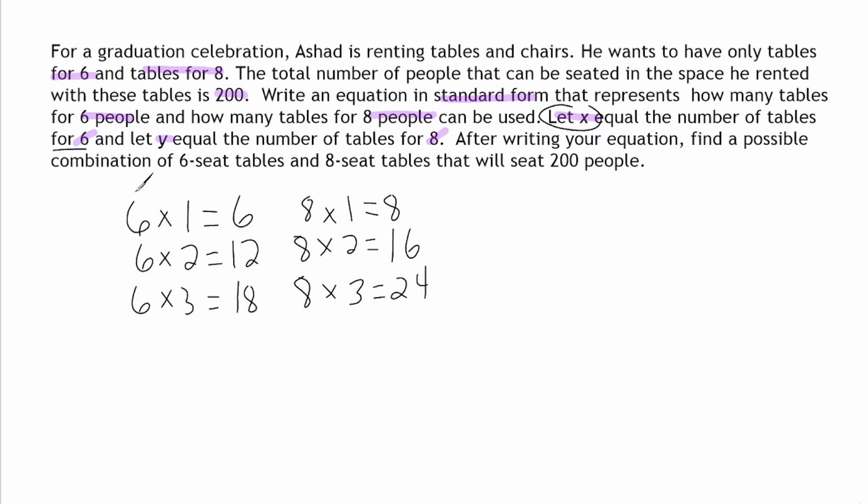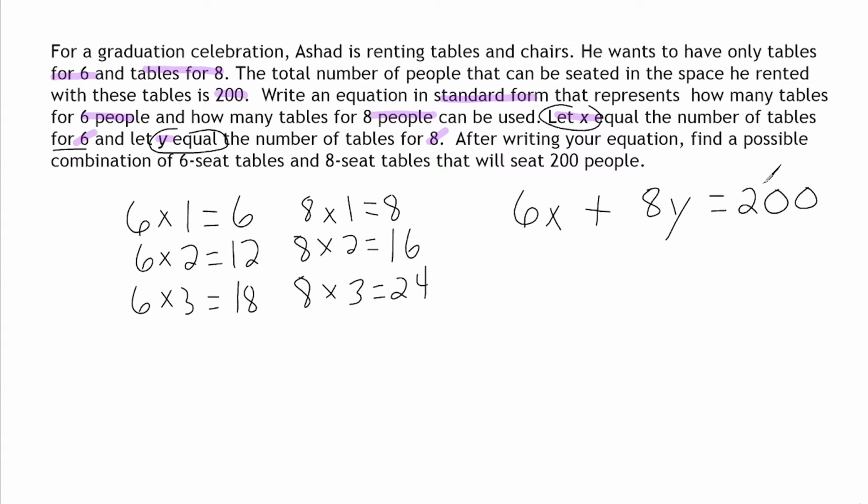Now in the problem, they said we had to let x equal the number of tables for 6. So what we're basically doing here is we're multiplying 6 by the number of tables. And the problem said we had to let x equal the number of tables. So basically we're taking 6 and multiplying it by x, which is the number of tables. And for the 8-seated tables, we're taking that and multiplying it by y. The problem told us to let y equal the number of tables that seat 8. So if we knew the number of tables that seat 6, we would multiply that by 6, and the same thing for the 8-seated tables. And at the end, we would add those totals together, and that has to equal 200.